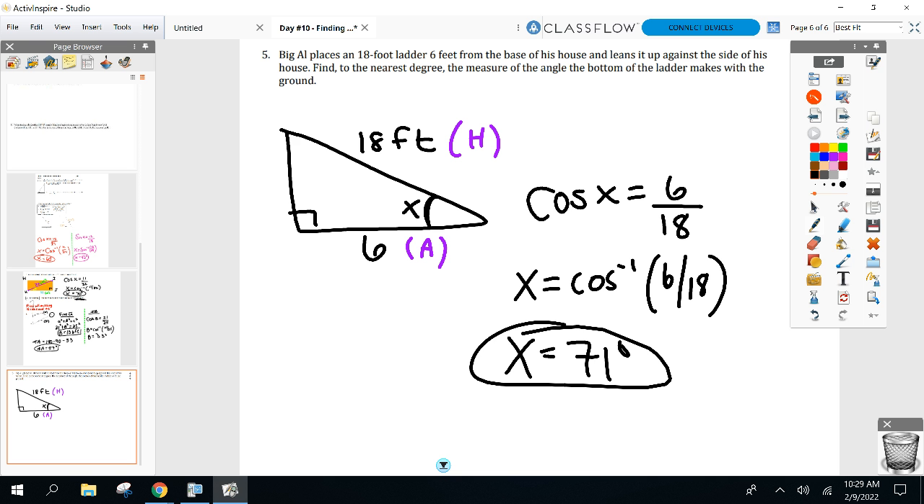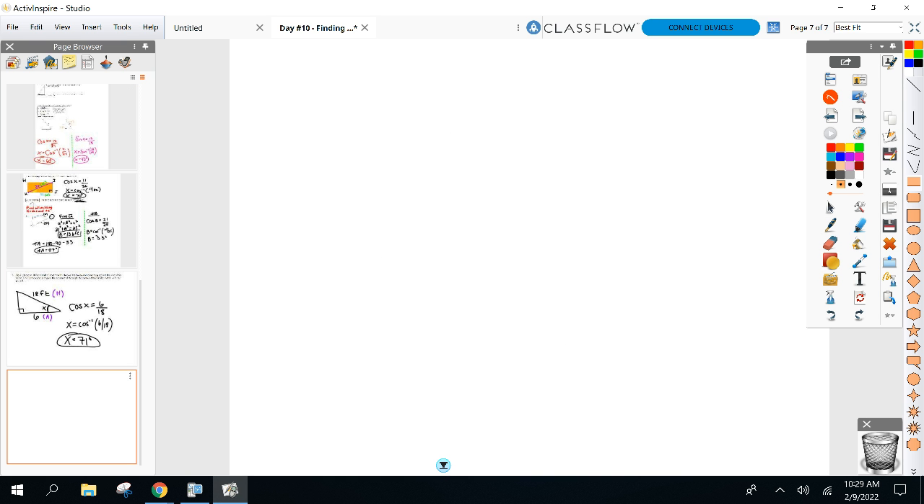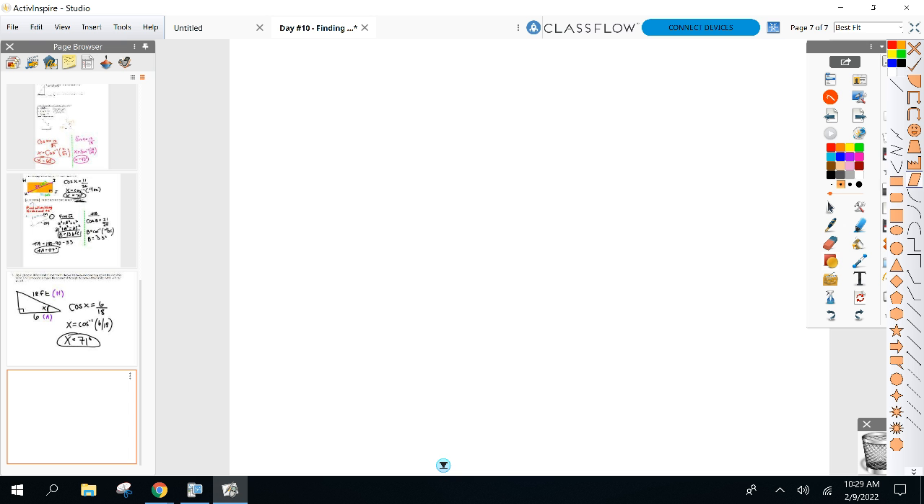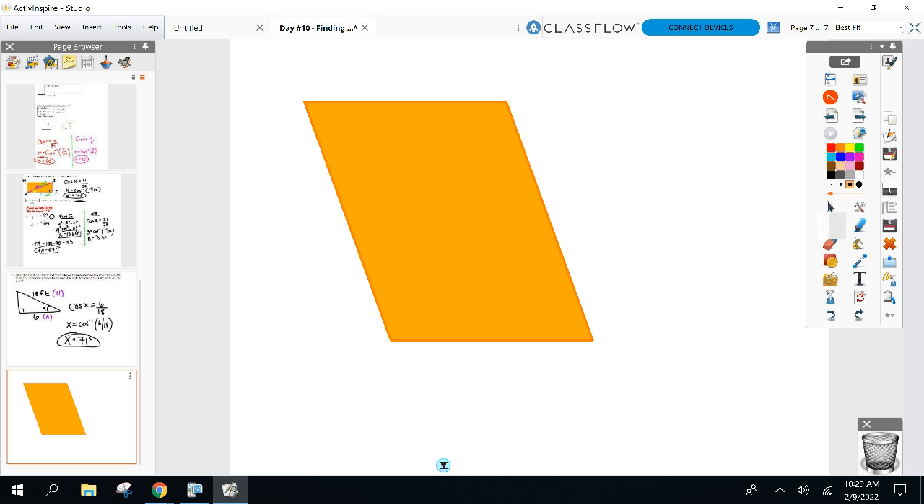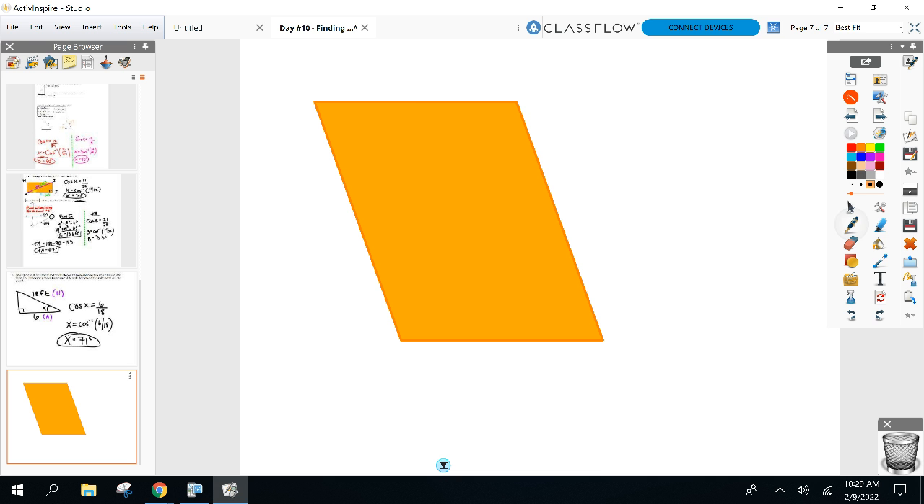So real quickly, just flip to the next page. It deals with a rhombus. We wrote down a bunch of properties, I think it was yesterday, about a rhombus. There's one more I want you to be aware of that may help you on this one. Let me get a rhombus out real quick. So properties we went over yesterday. All the sides are what? All sides congruent.